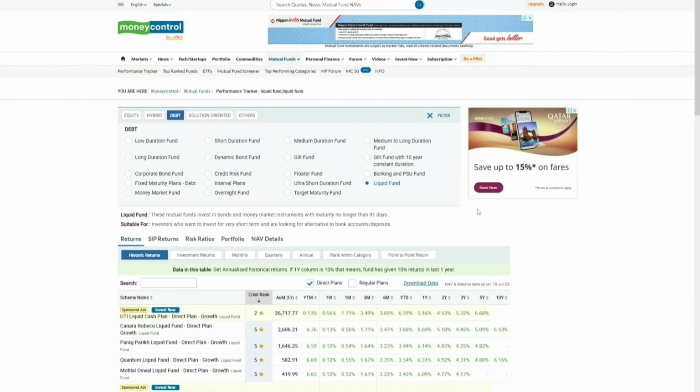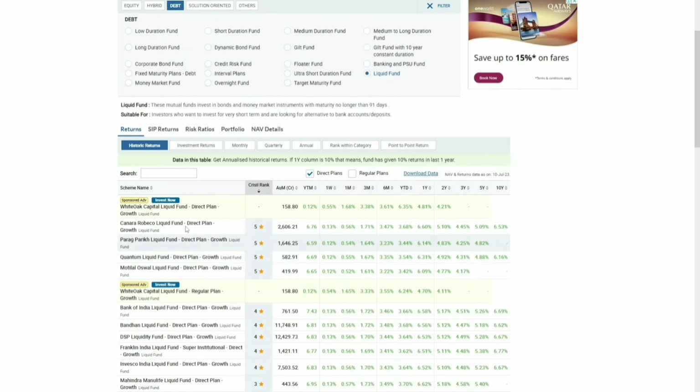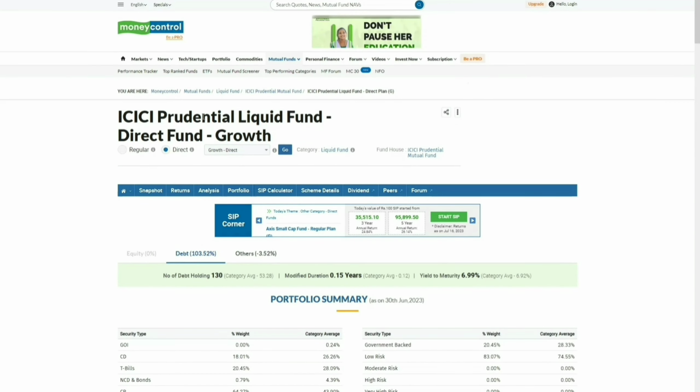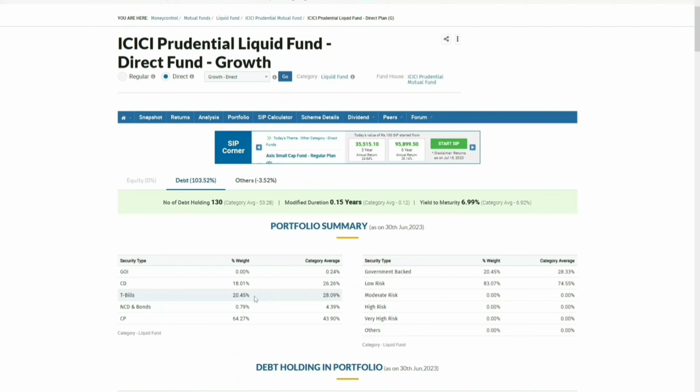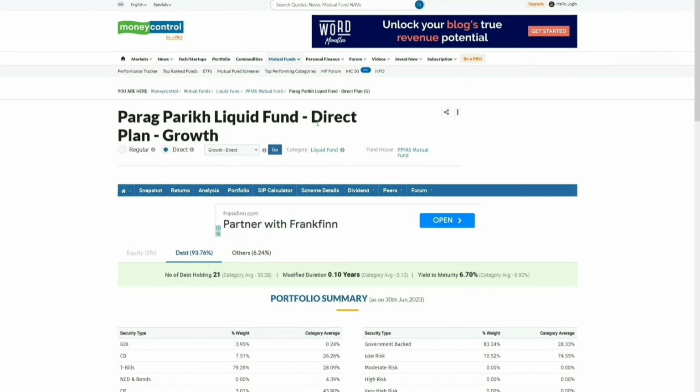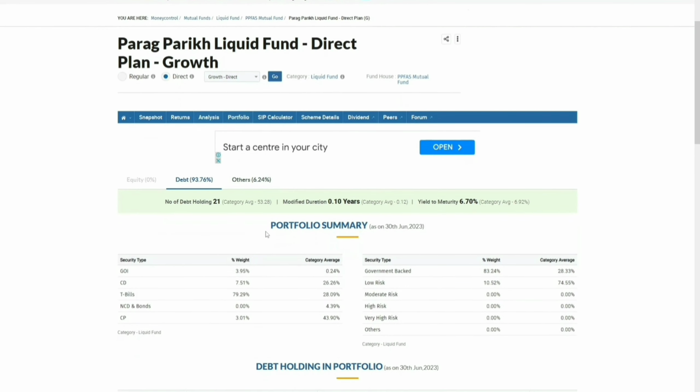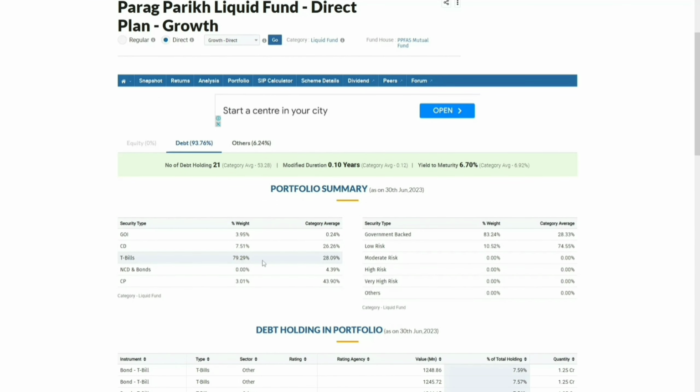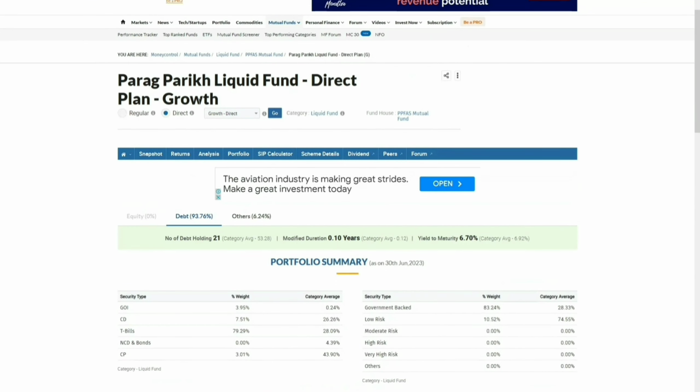So although you can invest into treasury bills directly, I do personally use liquid funds more often than Retail Direct. Here you can click on any of these. We will be looking at ICICI Prudential Liquid Fund. You can click on portfolio, and here you can see T-bills, 20.45%, government backed, and here you can see treasury bills. Similarly, for Parag Parikh Liquid Fund, you can see under portfolio that the treasury bills happen to be 80% of the Parag Parikh liquid fund.